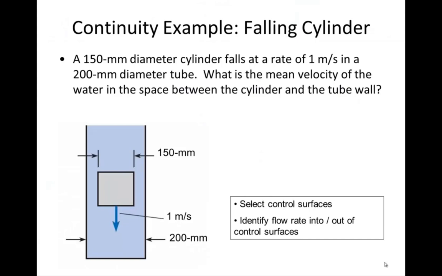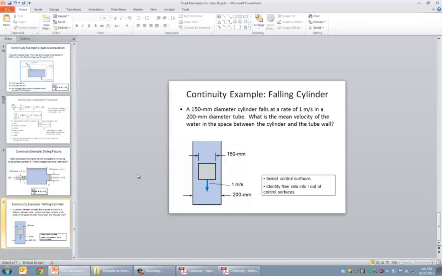In this final example, we're going to apply the continuity principles in order to find the velocity of water that flows around the sides of a cylinder as it falls down through a tube. So we've got a tube, or you can think of it as a pipe. The water is flowing upwards around the side of that cylinder as it falls downwards at a rate of 1 meter per second. The problem-solving strategy here will first be to select control surfaces and then identify the flow rate in and out of the control surfaces.